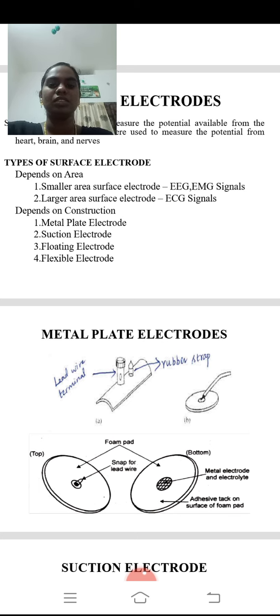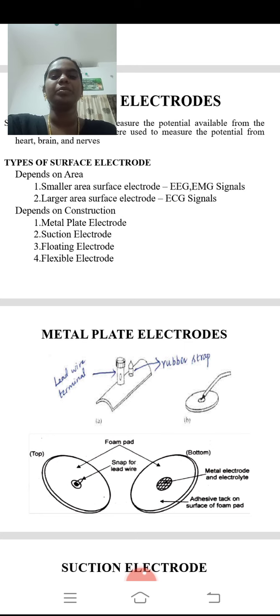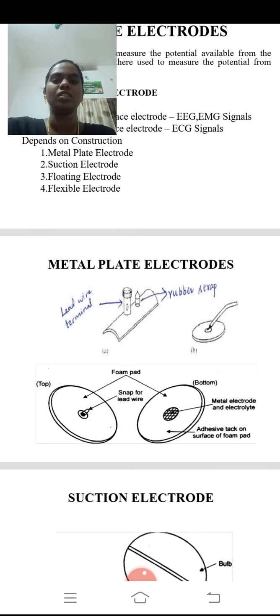Okay, so next classification depends on construction. Depending on construction, we have 4 further classifications. The first one is metal plate electrode, second one is suction electrode, third one is floating electrode, fourth one is flexible electrode. We are going to study these 4 types of electrodes, their diagrammatic representation, and then the equivalent circuit.